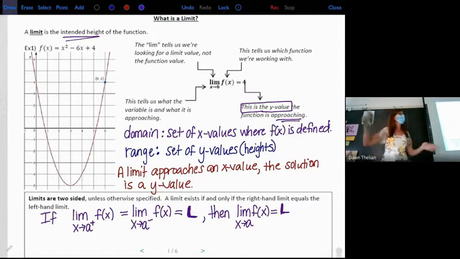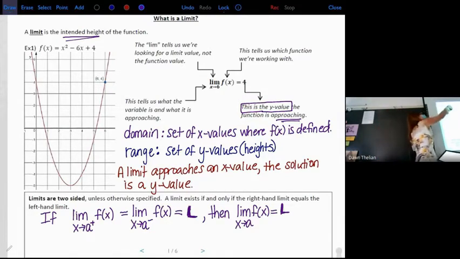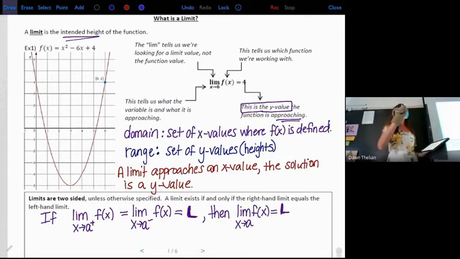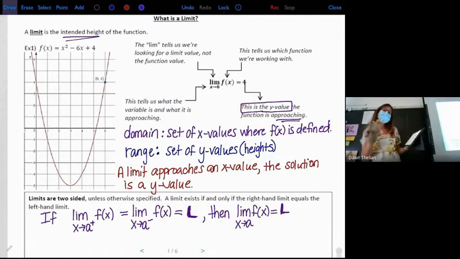We're going to start to see some examples where you come in from both sides and you're not going to meet up. And this is when we're going to have an issue with our limit. Let's take a look though. I'm using this expression, intended height of the function. Let's take a look at an example where there might be an issue with the Y value.